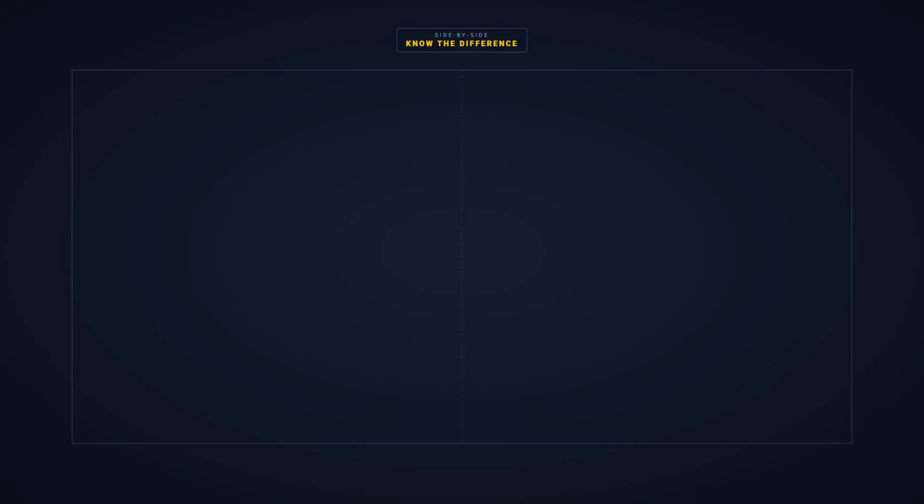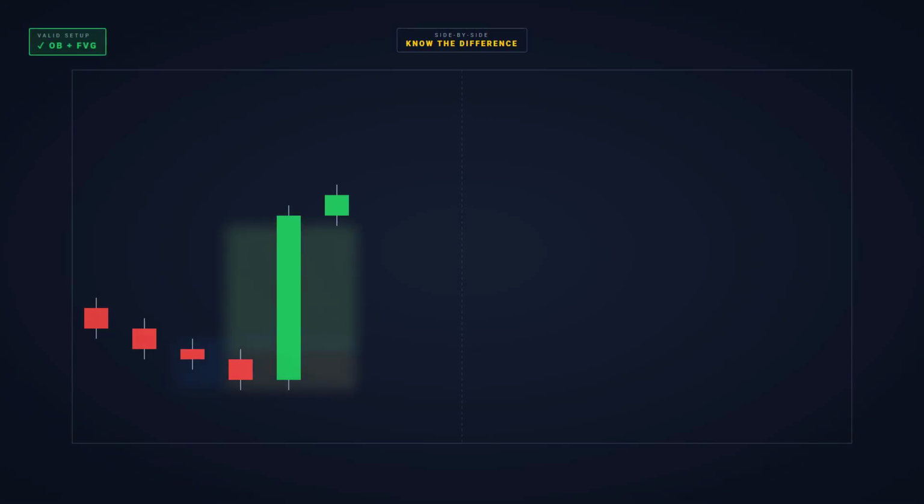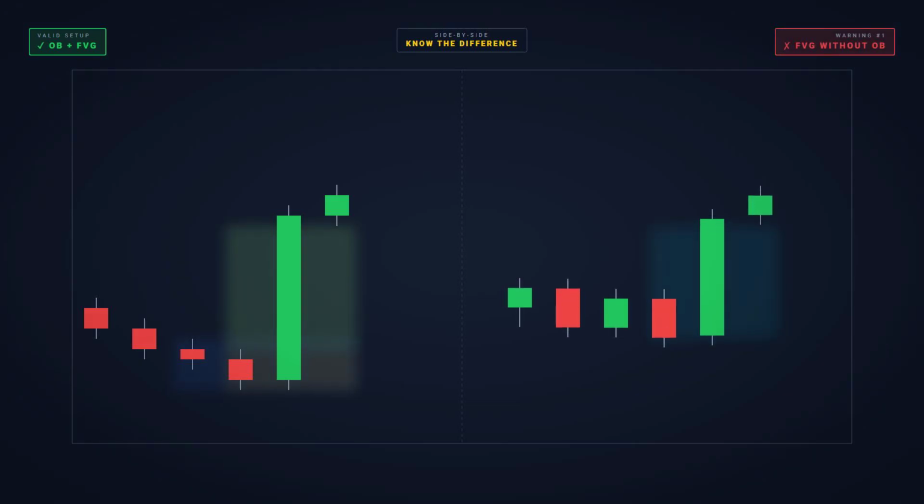There's a version of this setup that looks almost identical but doesn't work. And understanding the difference between a valid order block and FVG combination and a similar-looking but structurally weaker zone is one of the most important practical skills you can develop. The version that doesn't work tends to appear in the same place at a similar visual level and with a similar surface structure, but it lacks one or more of the conditions that make the valid setup reliable.